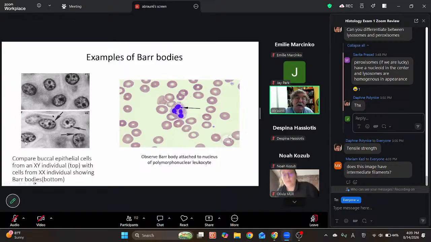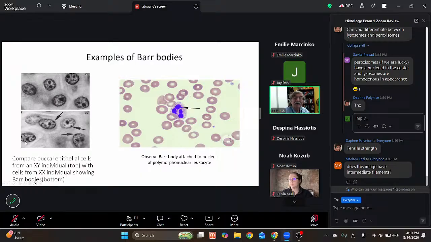So here's a buccal epithelium. If you scrape the cheek cells, the buccal epithelial cells off and stain them, do a cytologic preparation, you will see a little clump of condensed chromatin. That's condensed chromatin attached to the nuclear membrane. It stands out because it's bigger and more condensed than most of the remaining chromatin in the nucleus. That's a bar body. There's a bar body. There's a bar body. That's a nucleolus. That's a nucleolus.